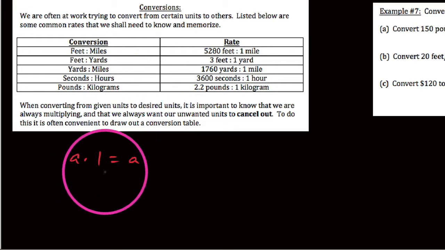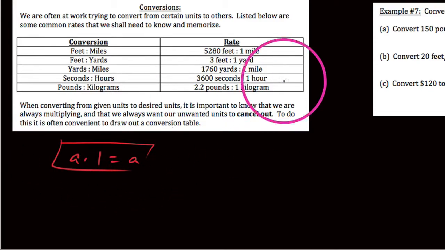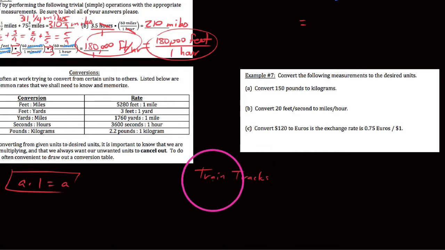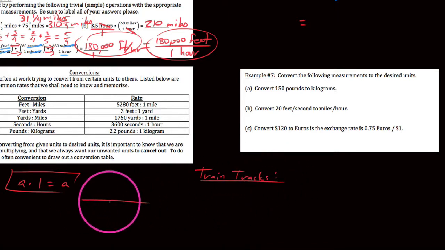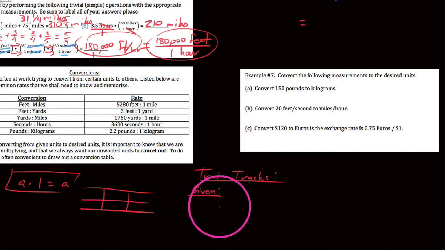So what we are attempting to do a lot of the time is convert from one unit to another by using this property. And here's how this works. We'll just go ahead and take a look at example A over here. We want to convert the following measurements to the desired units, and I want to convert 150 pounds to kilograms. So we are going to use what you may have heard called the train tracks method. And train tracks, because when you write it out here, it looks kind of like train tracks.